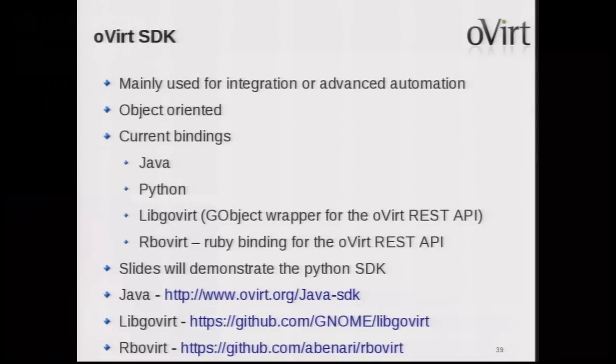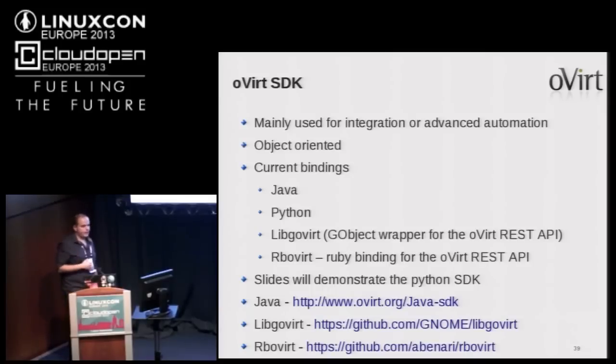So the SDK is mainly used for integration or automation, advanced automation in that case. It's object-oriented. We currently have two bindings for that, a Java one and a Python one. As I said earlier, the CLI is based on the Python one. The Python one was the first binding we had.